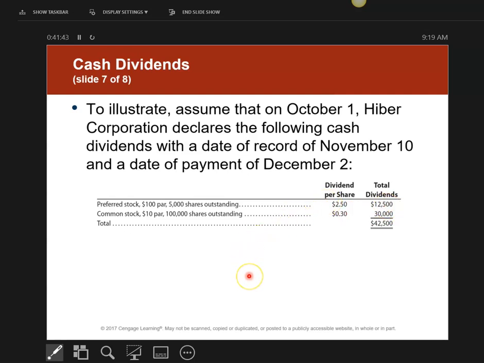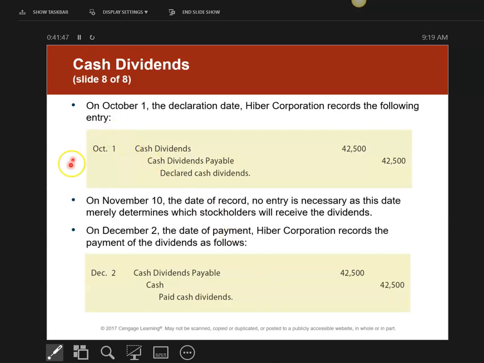So let's talk about the journal entry. October 1st, here's my journal entry right here. This is putting it on the books as declaring the dividend. Cash dividends is debited. Cash dividends payable is credited. So this is the dividends that will take away from your retained earnings.